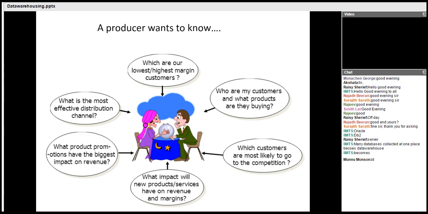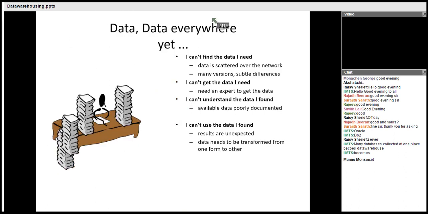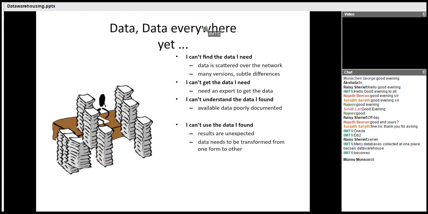Now since a producer is the one who has invested the money into the project or into the film, he wants to know all this information. Since he has invested the money, he wants to be sure whether he will be making a profit on that investment or not. So for that purpose, he needs all these details. Now from where will he get the details?